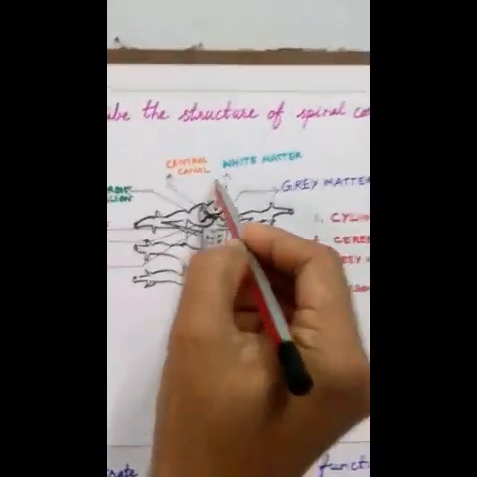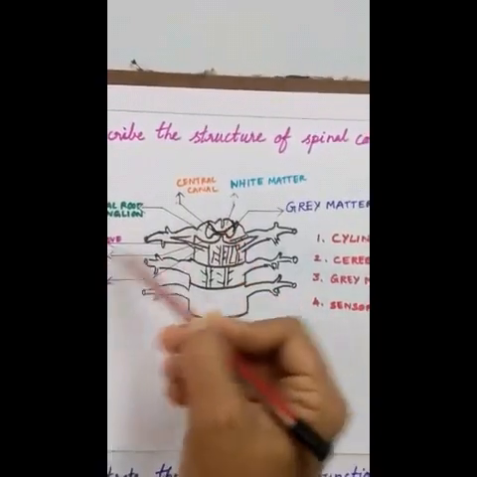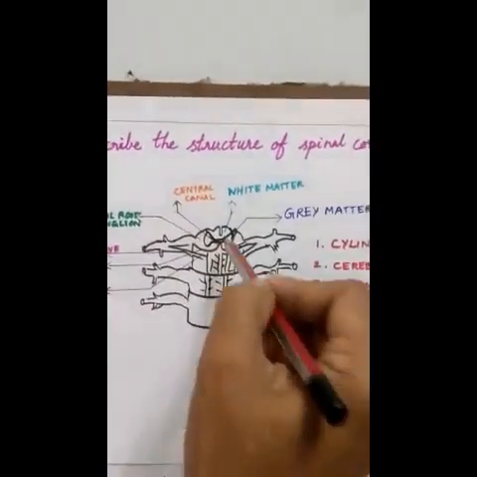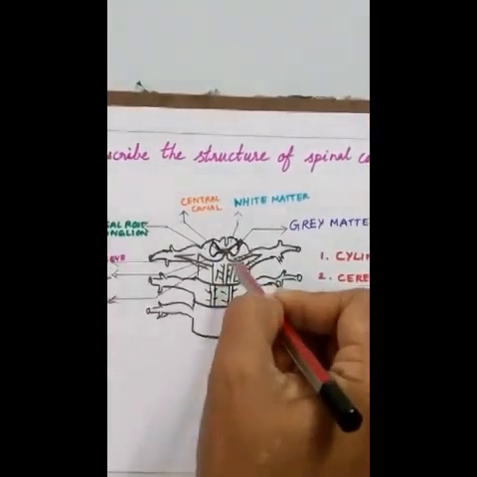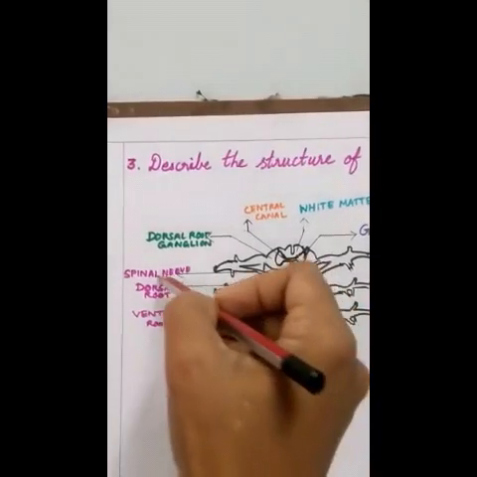A bundle of fibers passes through the posterior horns and is called the dorsal root. Then the fibers that come away from the anterior part are called the ventral root. So these two roots join to form a spinal nerve.